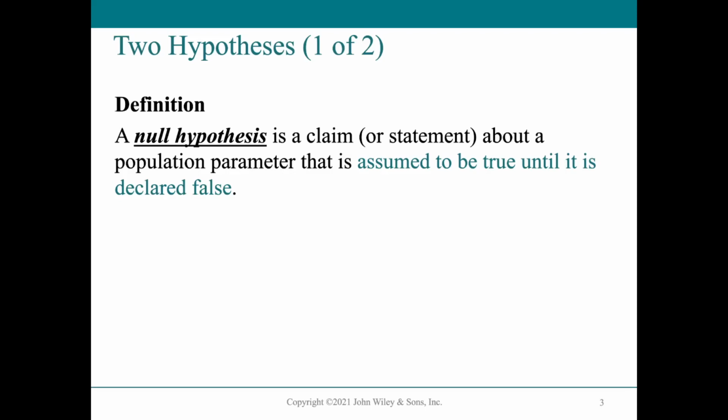So by definition, we actually have two hypotheses. The first one is the null hypothesis, and it is defined as a claim or a statement about a population parameter that is assumed to be true until it is declared false. Basically, the null hypothesis is the de facto working hypothesis that we have. It's called the null hypothesis because it always says that there is no significant difference. So that's why it's called null.